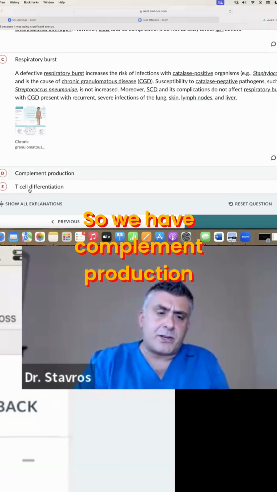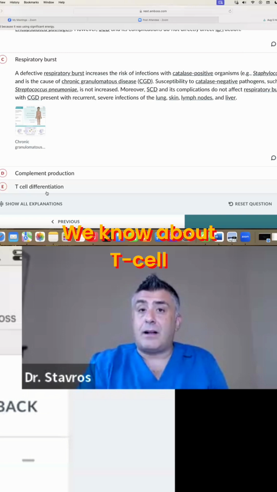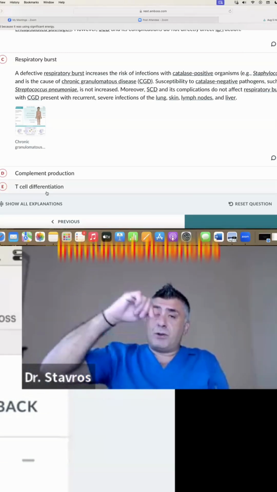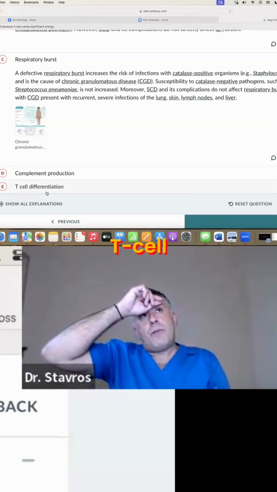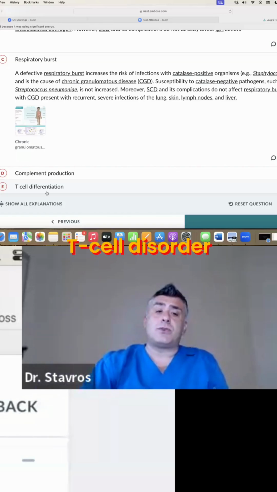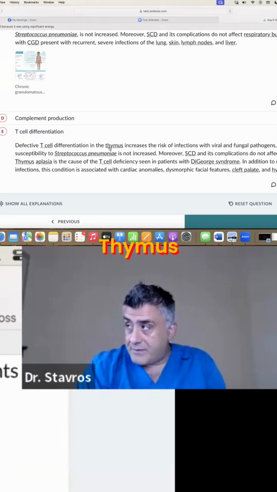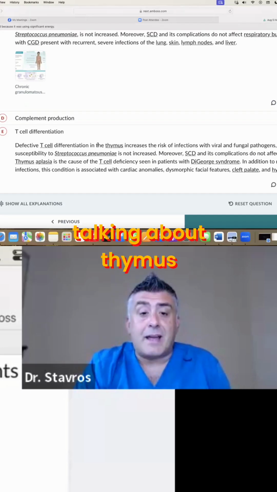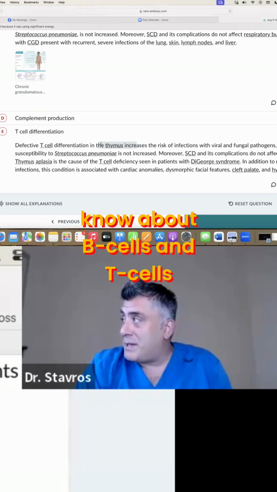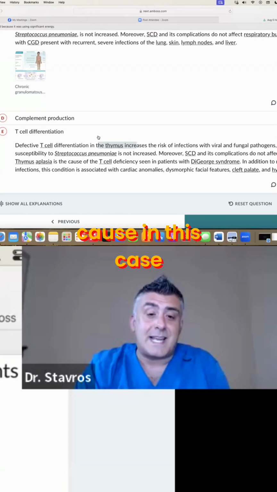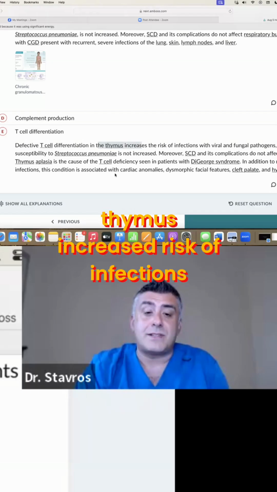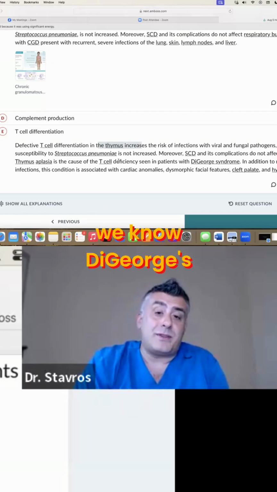So we have complement production, T cell. We know about T cell. Remember back then? Immunodeficiencies, T cell. Remember, DiGeorge's was a T cell disorder, right? T cell differentiation. Thymus. I've seen many questions talking about thymus. So you need to know about B cells and T cells, because in this case, thymus, increased risk of infections. T cell disorders, we know DiGeorge's.